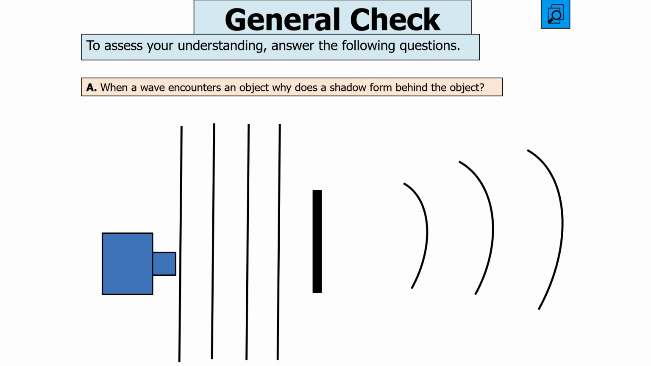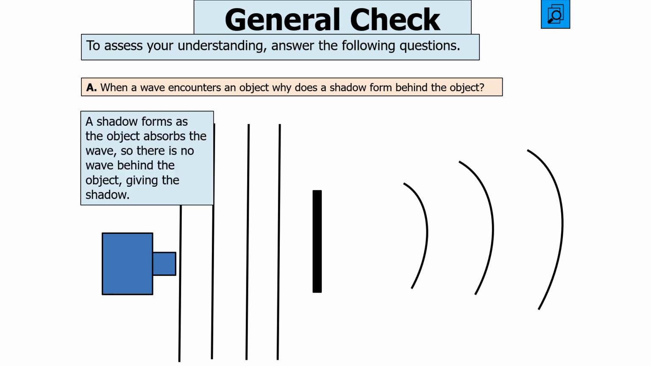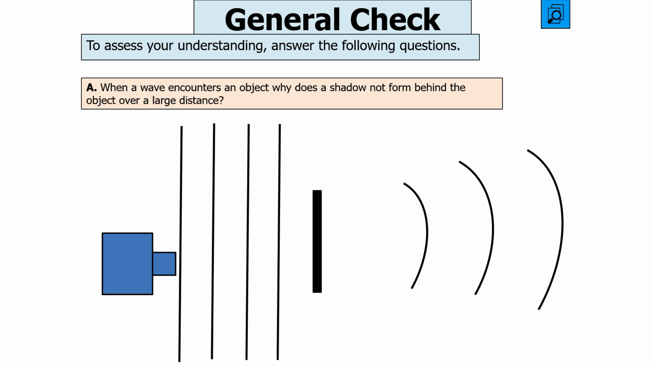The next question says, when a wave encounters an object, why does a shadow form behind an object? Pause the video now, then unpause the video when you want to go through your answer. Well, a shadow forms as the object absorbs the wave, so there's no wave behind the object leading to the shadow.